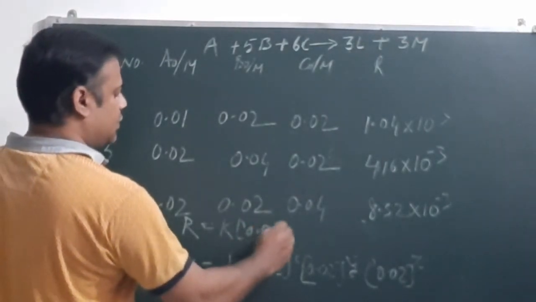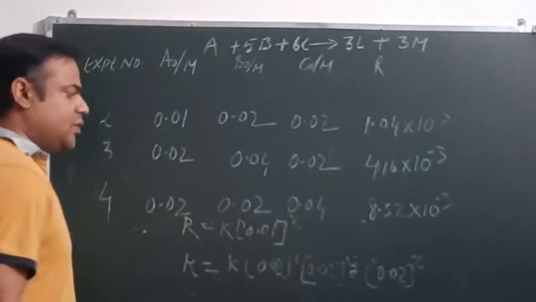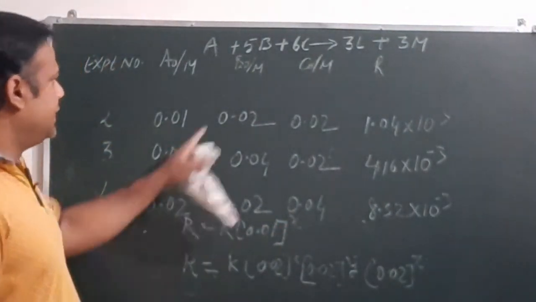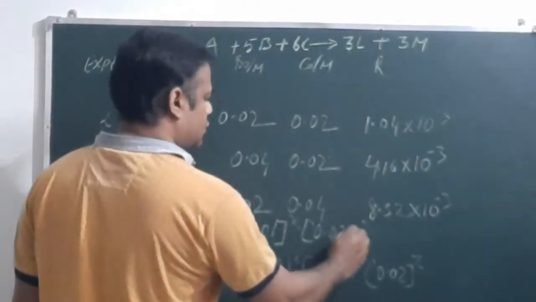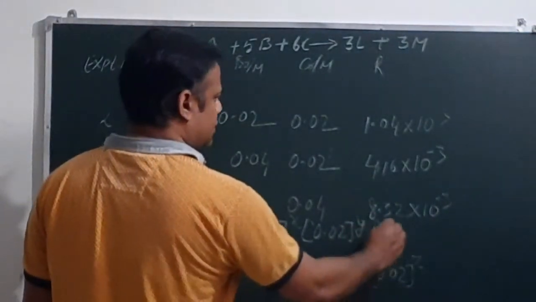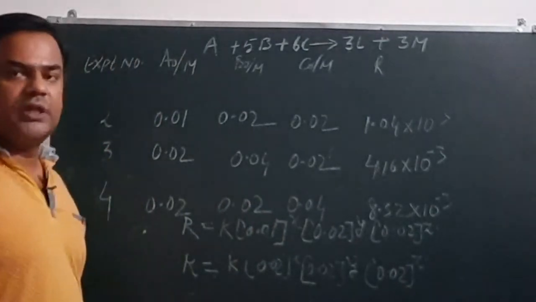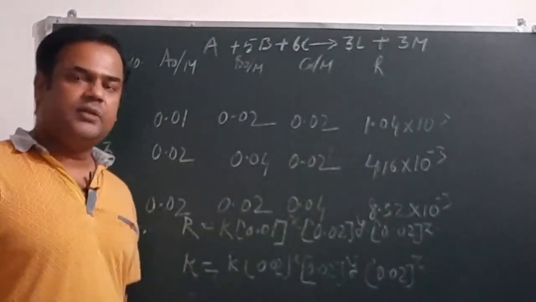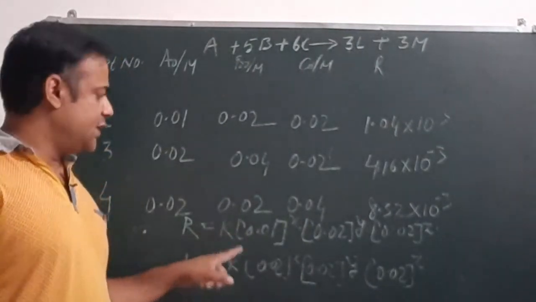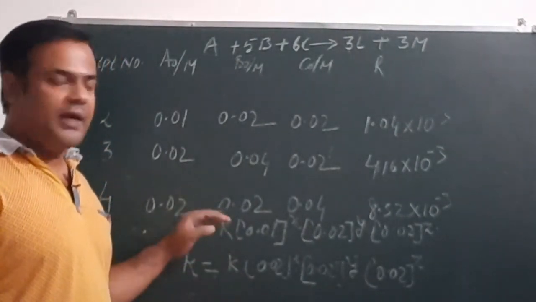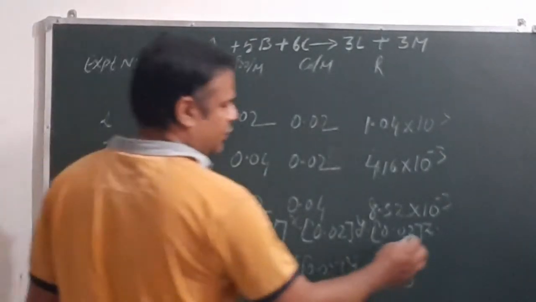0.01 to the power X, then the concentration of B is 0.02, 0.02 to the power Y, and 0.02 to the power Z. Because there is no change in the concentration of B and C, there is only a change in the concentration of A. This one is equation second, this one is equation first. If we divide equation second by equation first, we will get the following value.